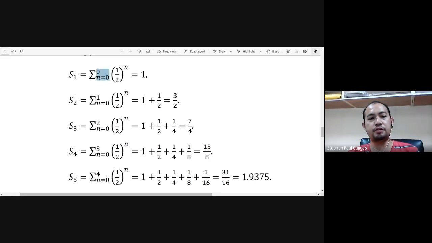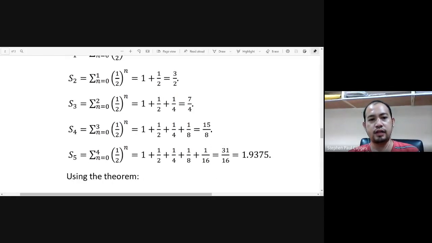So, the first partial sum. Because we are starting from n equal to 0, we start from 0 to 0, meaning we will be getting the summation only for n equal to 0. So 1/2 raised to 0 is 1. The second partial sum, we use n from 0 to 1. So that's 1/2 to the power 0 plus 1/2 to the power 1, or simply 1 plus 1/2. This is the second partial sum, 3/2.